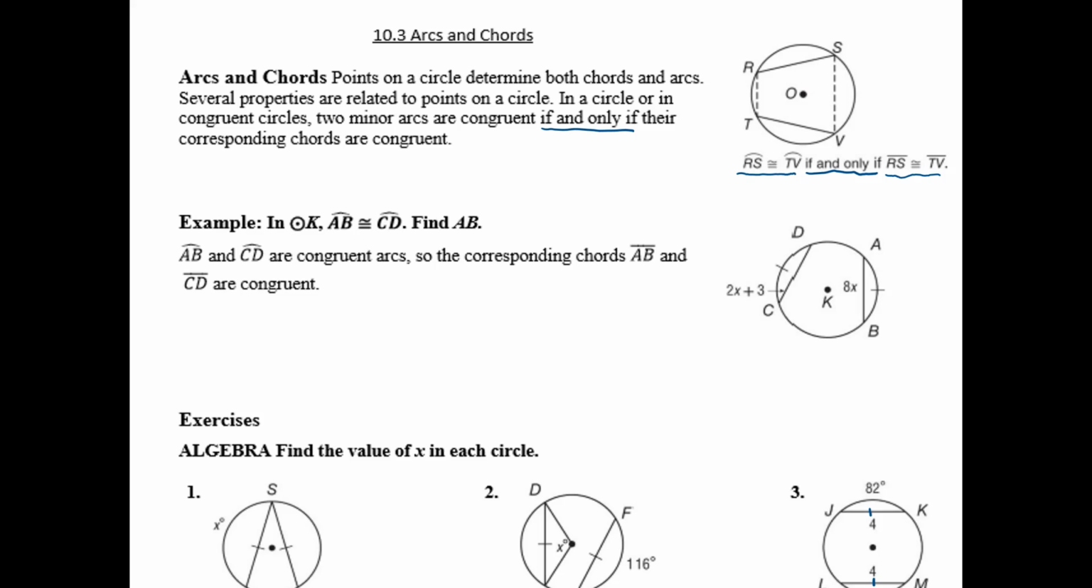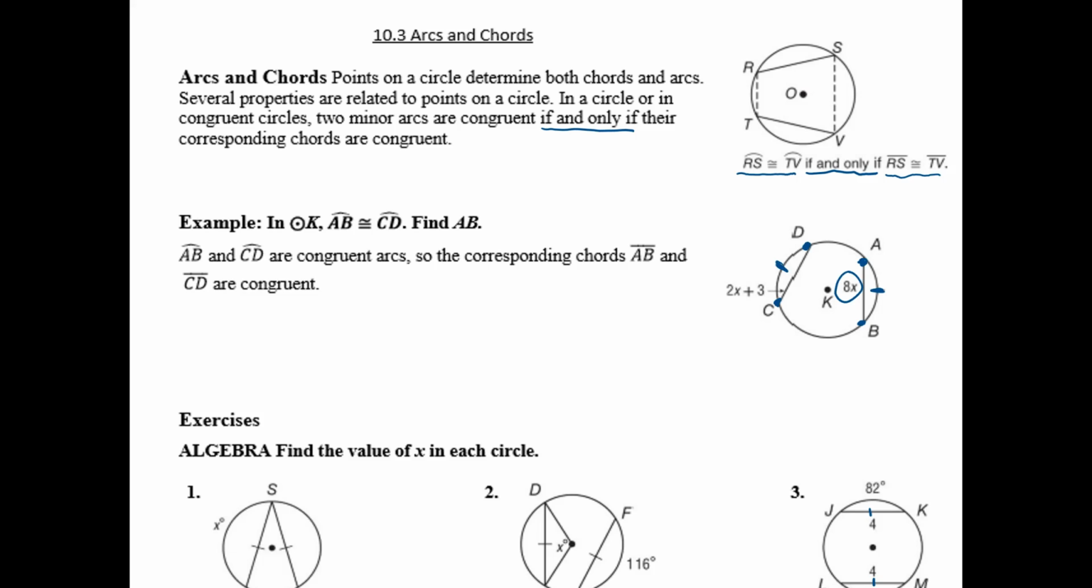In this example, in circle K, arc AB is congruent to arc CD. So we've stated that those two arcs are congruent in circle K, and then it tells us to find AB. So it wants us to find what 8x is actually equal to.